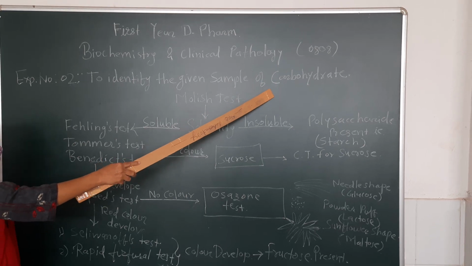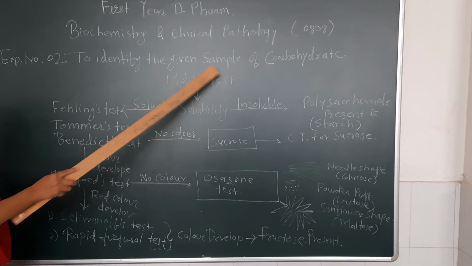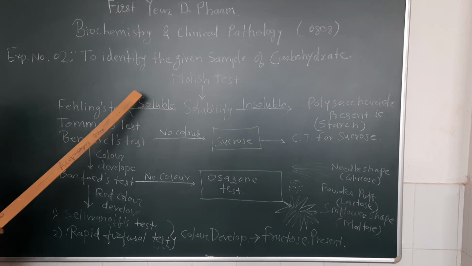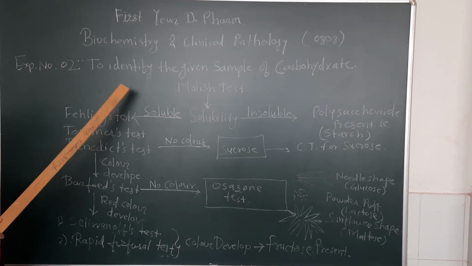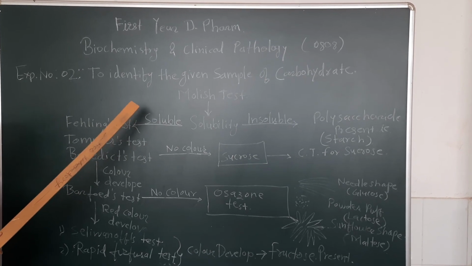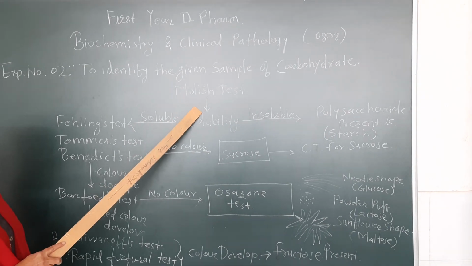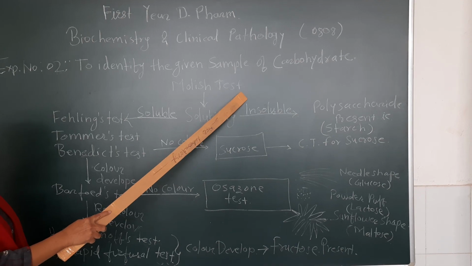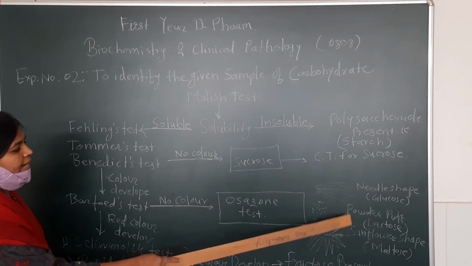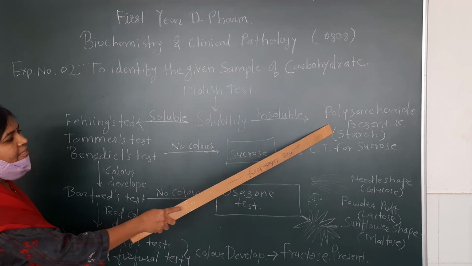As we already discussed, there are different types of carbohydrates like monosaccharides, disaccharides, and polysaccharides. Examples of monosaccharides are glucose and fructose. Disaccharides are sucrose, maltose, and lactose. And only one example is from the polysaccharides, that is starch.